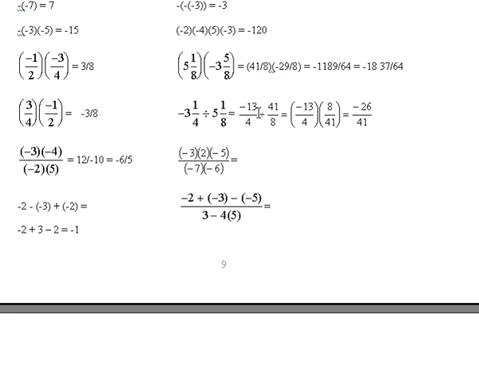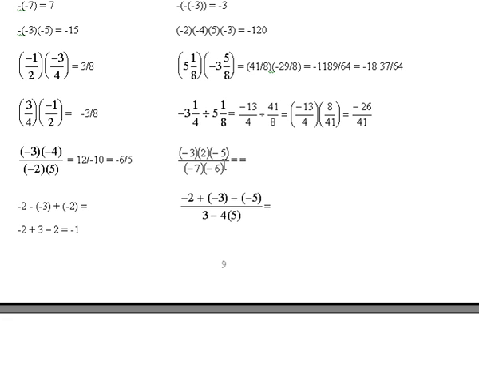So it would be negative 13/4 times, and that's what it means when you have parentheses right beside each other, times the reciprocal of this fraction, which is 8/41. Well, the 4 goes into 8 2 times, so 2 times negative 13 is negative 26. And when the 4 goes into 8 2 times, the 4 goes in 4 1 time, so I'm just canceling out this 4 with the 4 up there, and we just have 41 in the denominator. So negative 26/41.